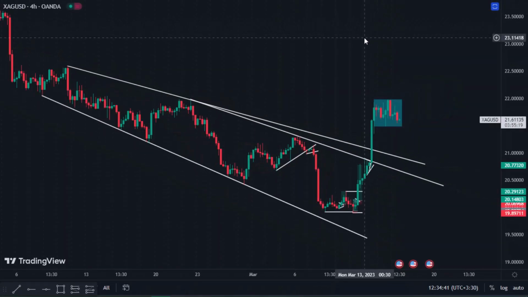Hey traders, welcome back. In this video I'm going to analyze the silver chart on 15th of March 2023, then show you some positions that you can make and see what's gonna happen next. Then I'm gonna show you the positions I made yesterday.